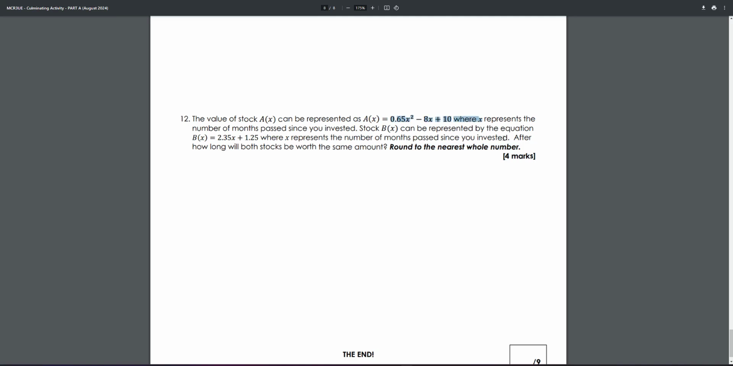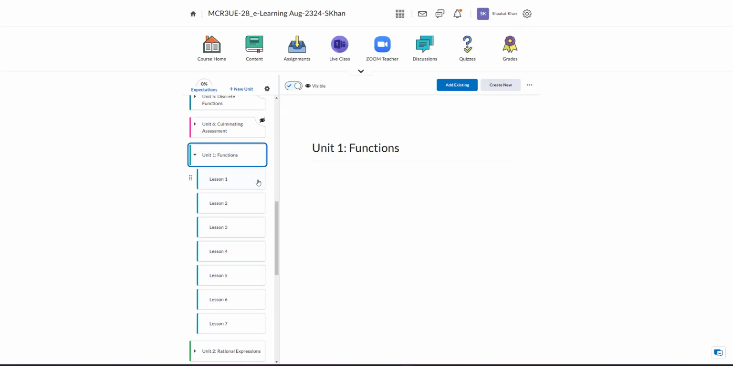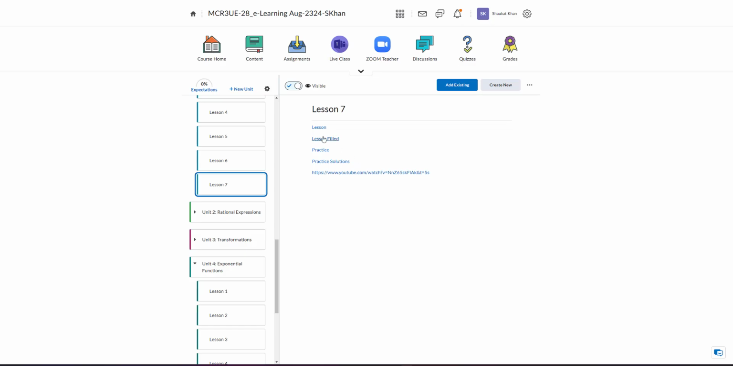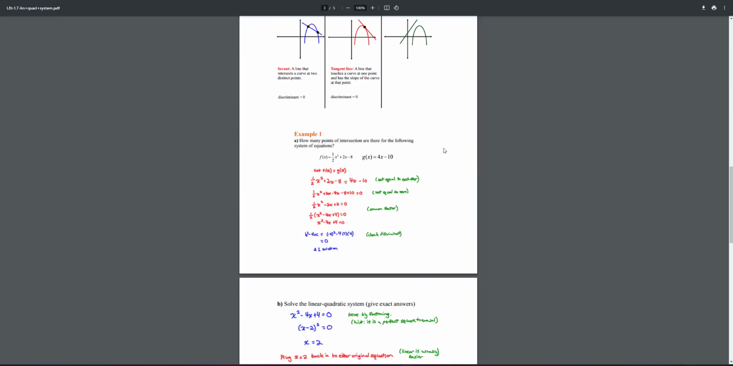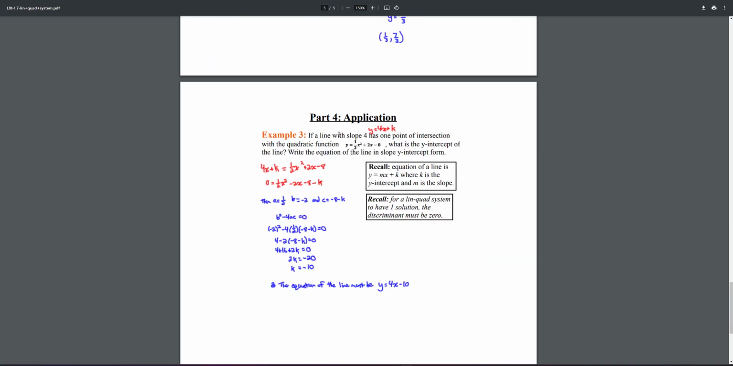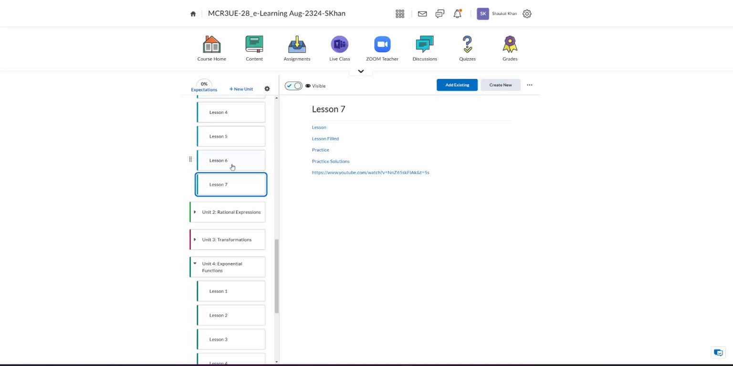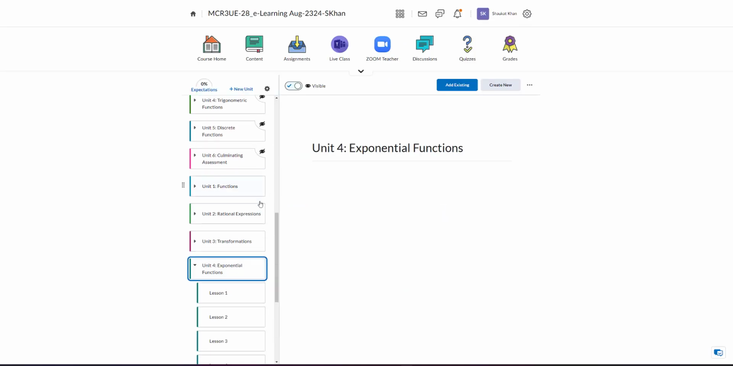Okay, this is also a question we've done. This is your linear quadratic system. This is actually a unit 1 question. If you go back to linear quadratic systems, unit 1, lesson 7, it's exactly a question like that. So just go through that, and you should be able to figure it out. Everything has been taught to you, and it's somewhere in the notes.